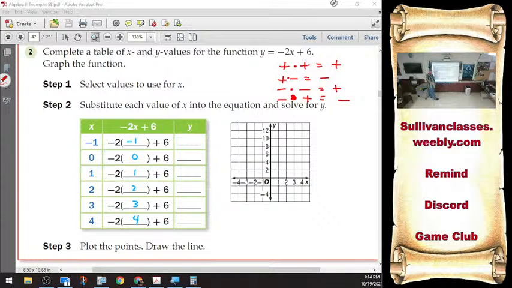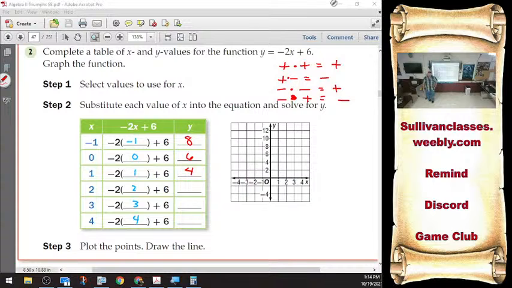Plus 6. Thank you. Do it again. What's -2 times 0? Plus 6. -2 times 1. What's 5 times 1? What's 8 times 1? 300 times 1. -2 times 1 is -2. Plus 6. So you owe me $2. You find 6. Now you're at 4.